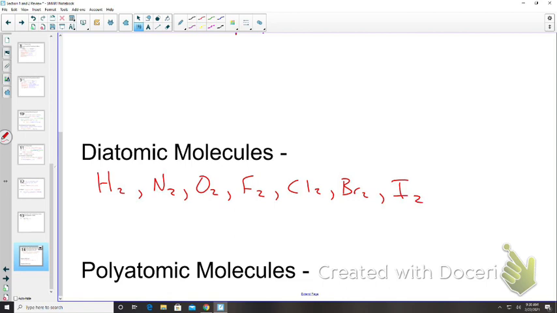And in the polyatomic molecules, we have P4 and S8. So if you ever see elemental phosphorus, they mean P4, or elemental sulfur is S8. Okay? These are going to be important when we get into predicting chemical reactions. So keep these on the back burner.